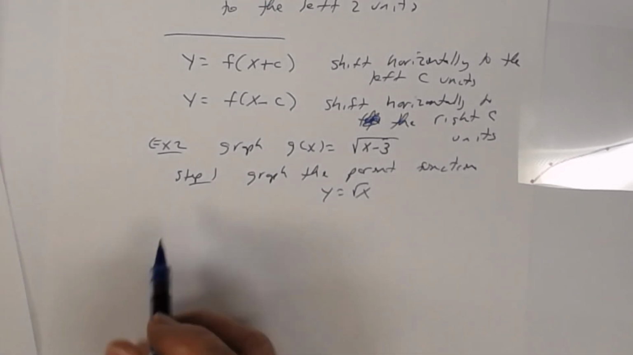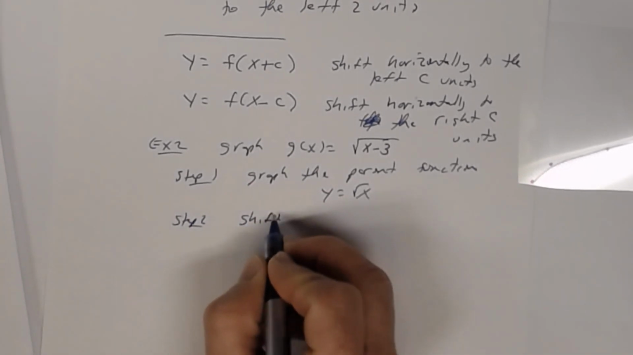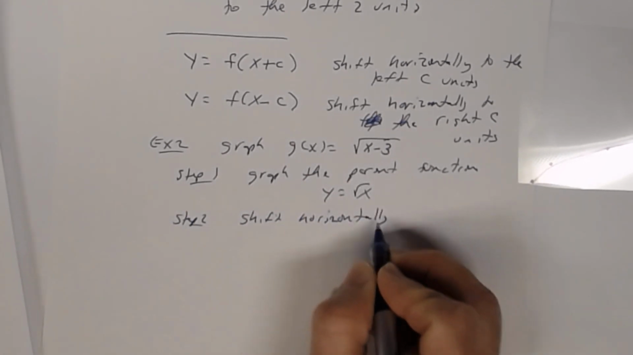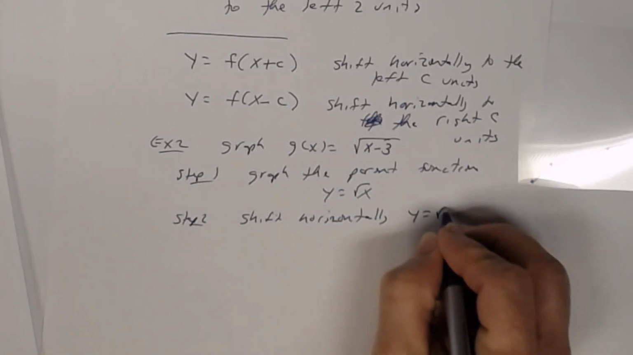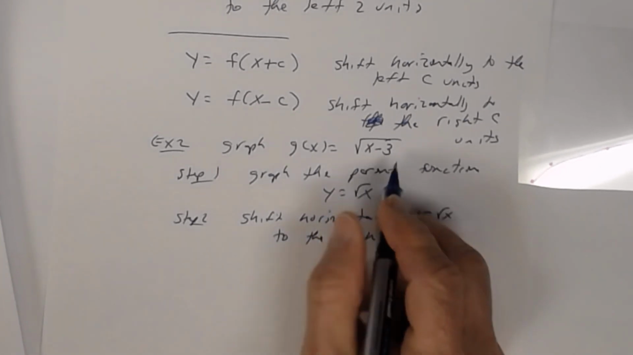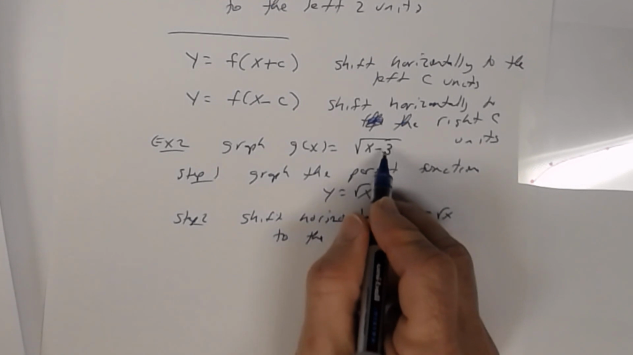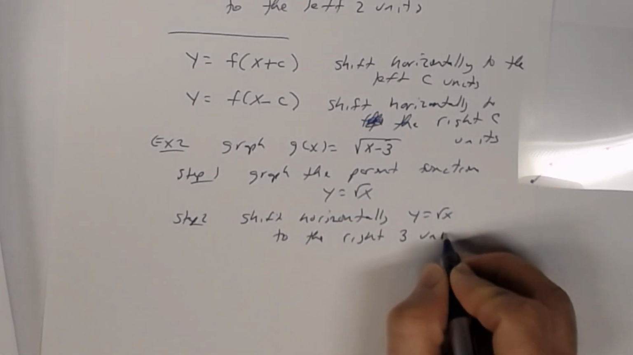The next thing you're going to do is step 2, shift horizontally. When I say shift horizontally, I mean y equals square root of x to the right. Counterintuitive. Don't say minus 3, go to the left. That's a horizontal translation, to the right, 3 units.